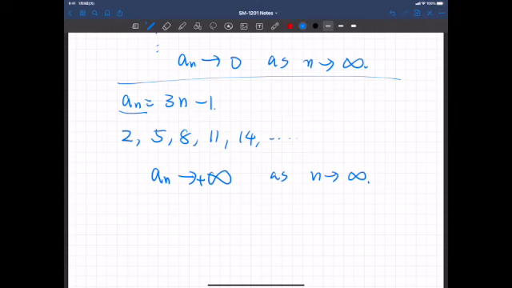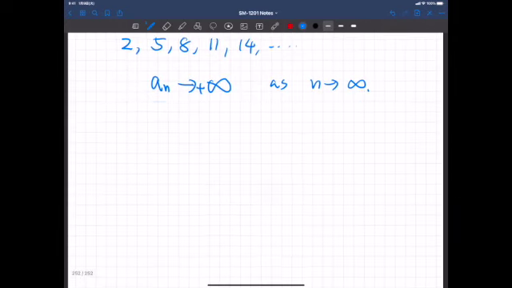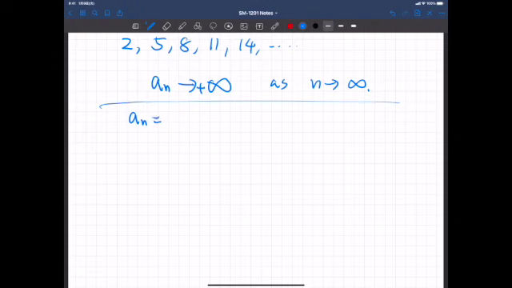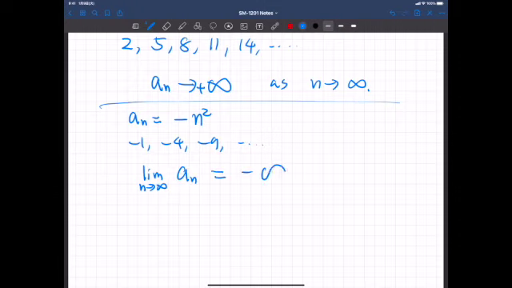Okay. And yet another example. Let's say an is defined to be negative n squared, then we have -1, -4, -9, and so on. So it diverges to large negative values. In this case, we say the sequence diverges to negative infinity. So we write the limit as n goes to infinity of an is negative infinity. Obviously, in this case, we cannot omit this negative sign.